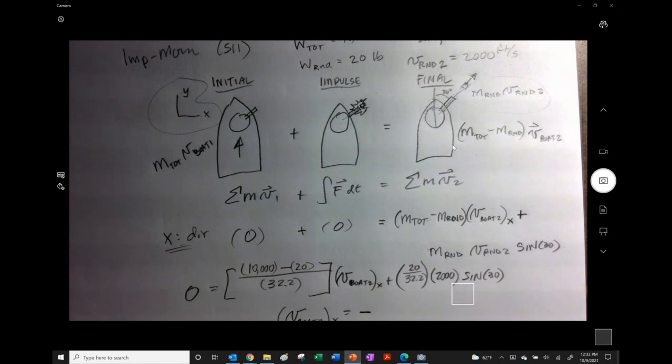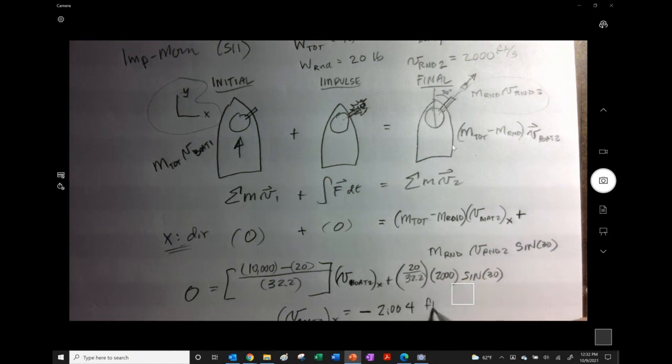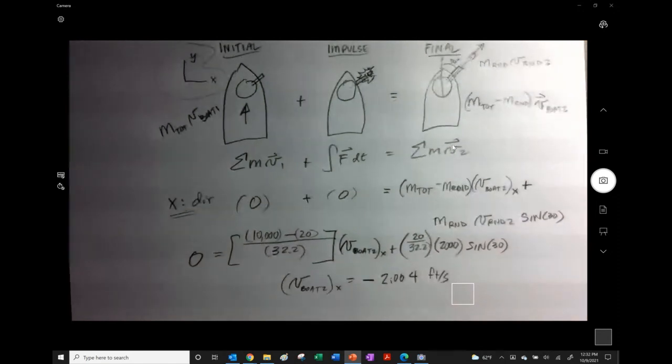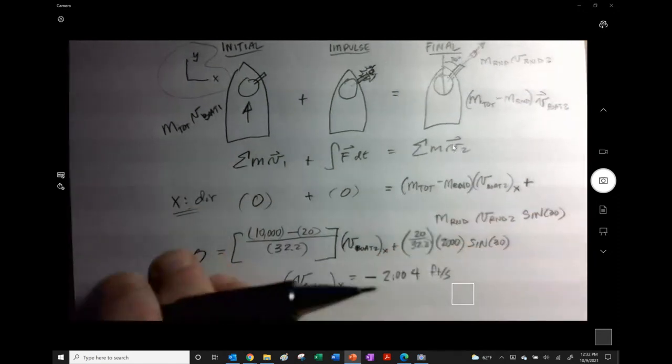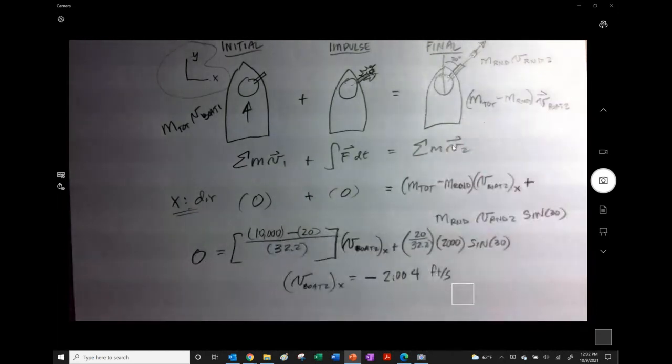Nope, sorry, I messed up. Let me do this again. Let me take these values and then divide by that. So 20 times 2,000 times the sine of 30, and then divide by 10,000 minus 20. And we should get that we're going to negative 2.004 feet per second in the x direction. So the boat's going to go that way because the bullet went that way. It's an equal and opposite thing.